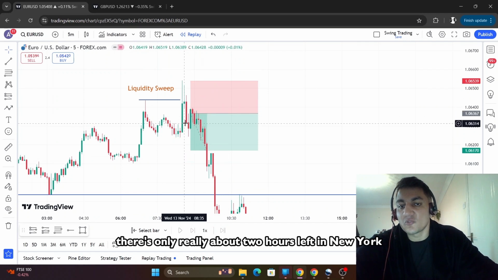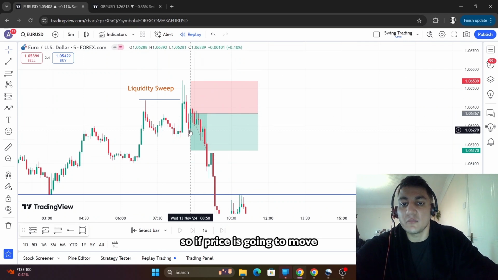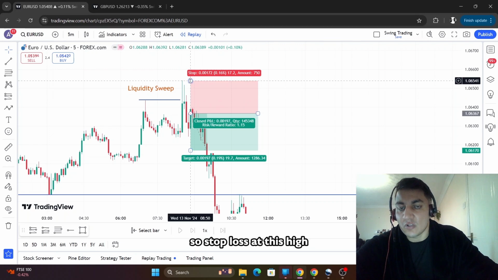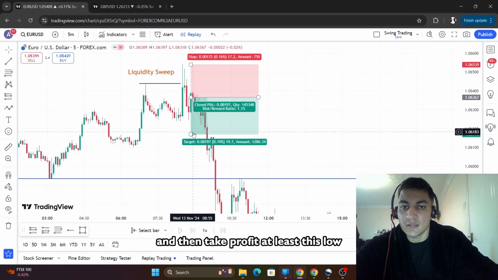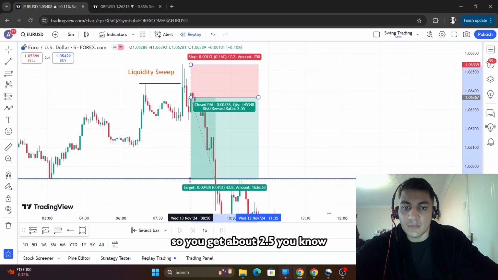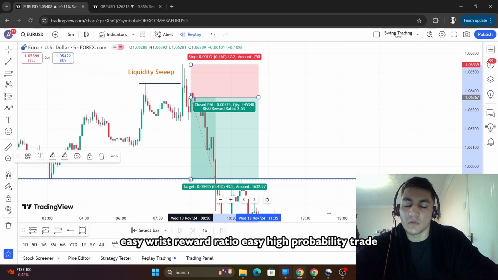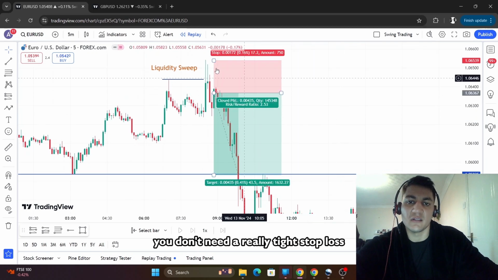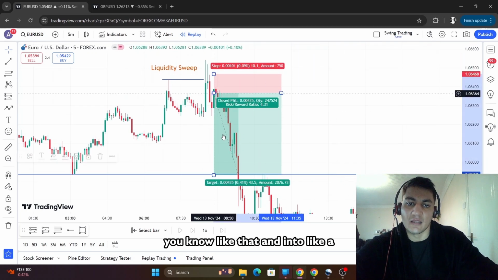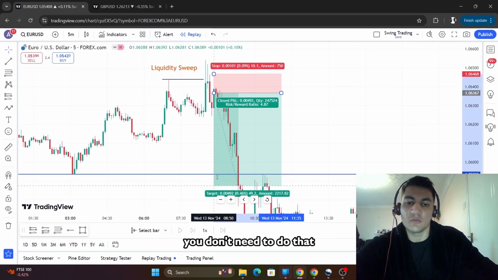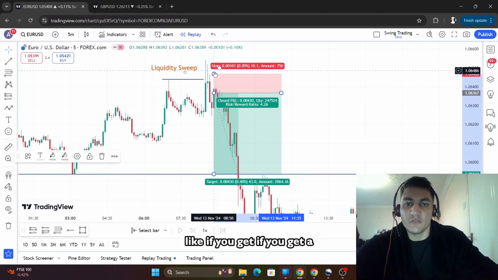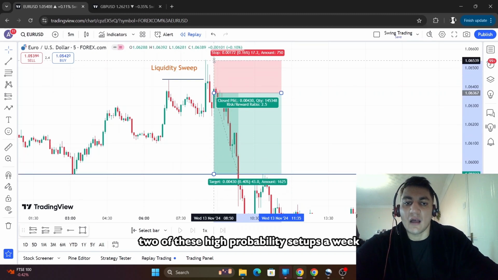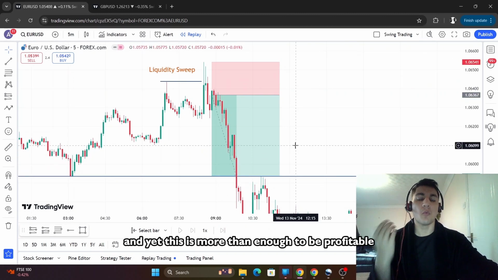There's only really about 2 hours left in New York, so if price is going to move, it's going to move very quickly. So stop loss at this high and then take profit at least at this low. You get about 2.5, an easy risk to reward ratio, an easy high probability trade. And I keep saying this, you don't need to finesse your entry. You don't need a really tight stop loss and aim for like a 7-1. You don't need to do that. If you get 2 of these high probability setups a week, that is more than enough to be profitable.